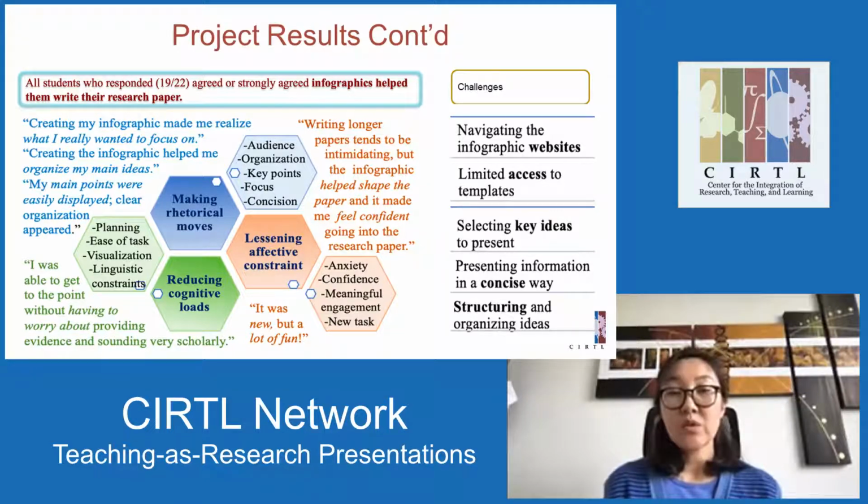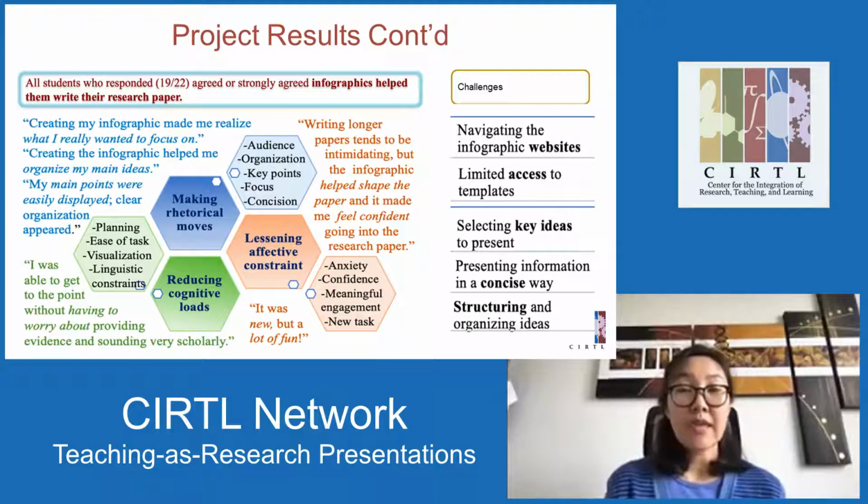The second theme was lessening affective constraints, and these were students reporting reduced anxiety and boosting confidence, as well as meaningful engagement in an activity that is to most of them a new task. For example, students said, writing long papers tends to be intimidating, but the infographic helped shape the paper and it made me feel confident going into the research paper. And another student said it was new, but a lot of fun.